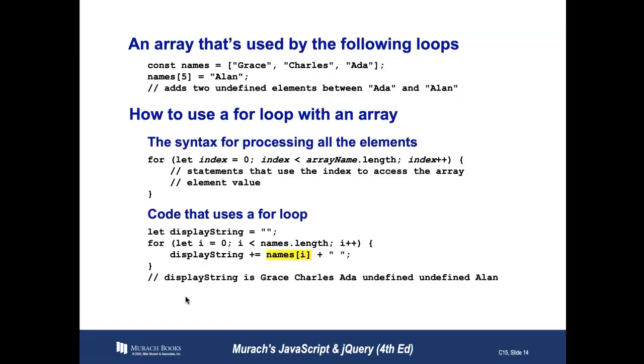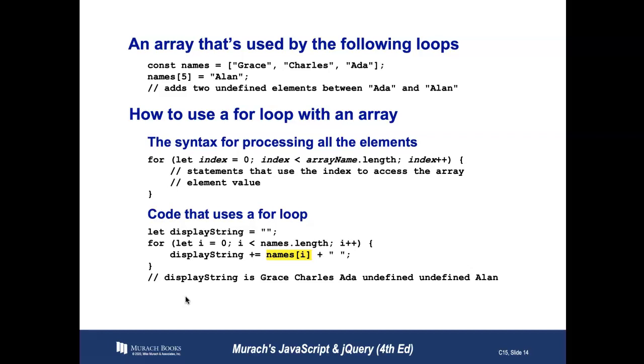Now this is an array that's used by a loop. So let's say we have a constant names, Grace, Charles, and Ada, and we have names[5] equals Alan. So there will be 2 undefined elements between Ada and Alan, again, because indexes 3 and 4 have no values. So what we can do is use a for loop with an array. And this is the syntax for processing all elements of an array.